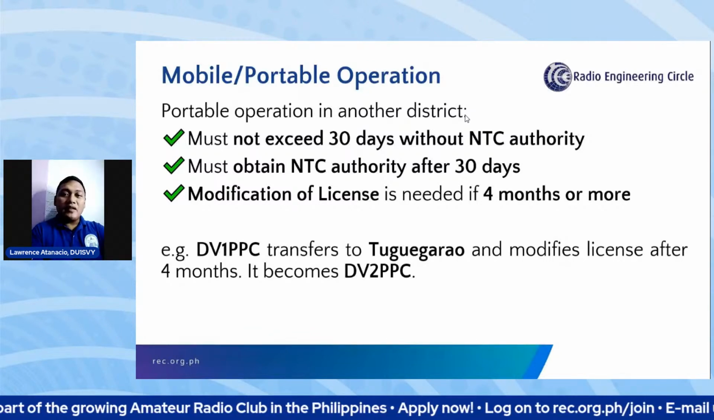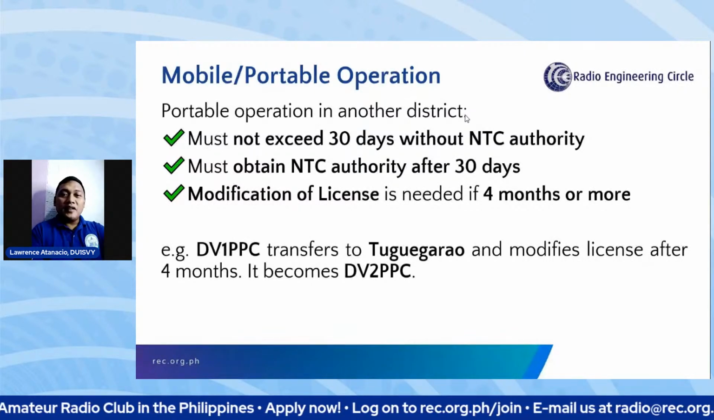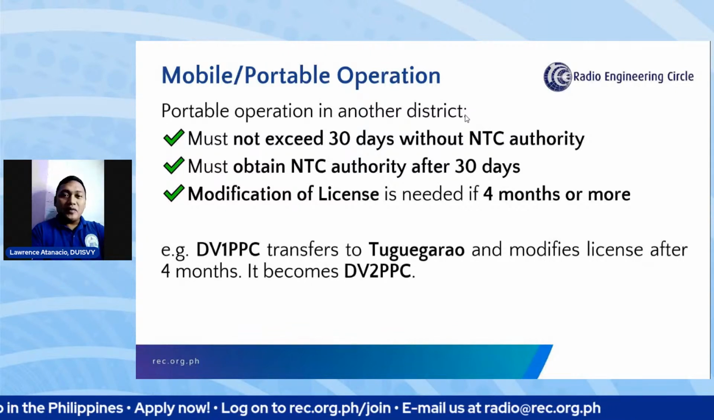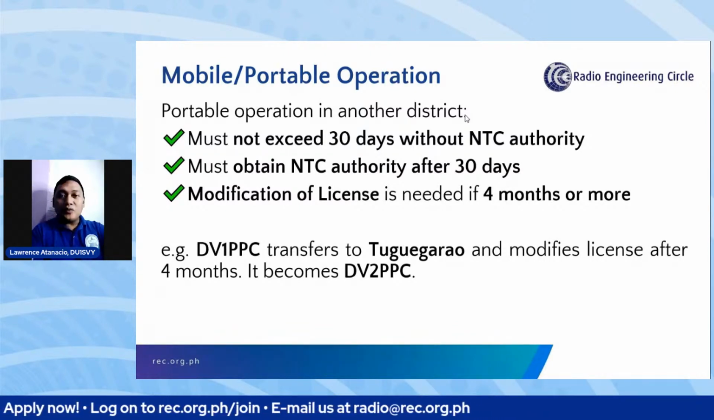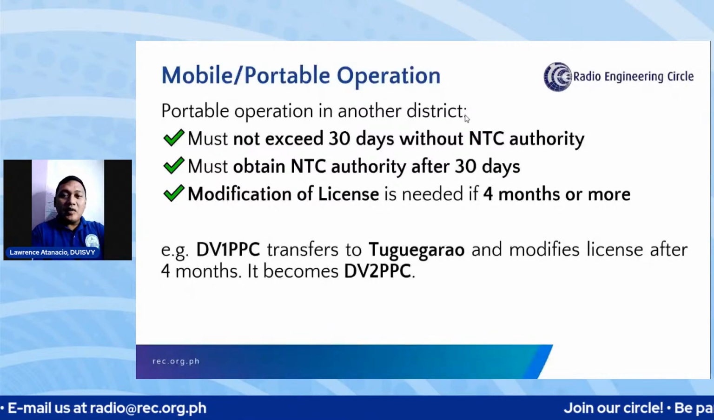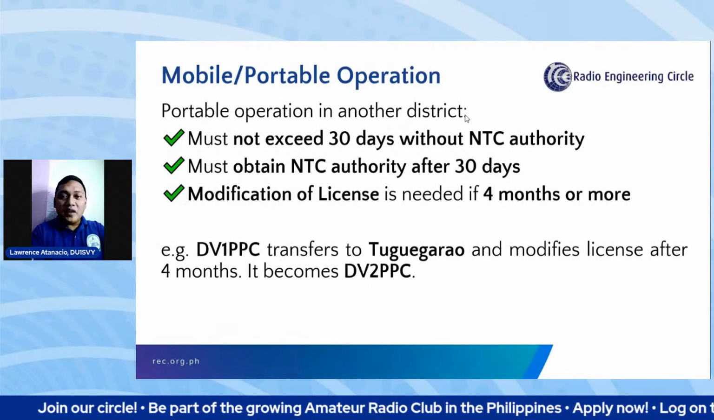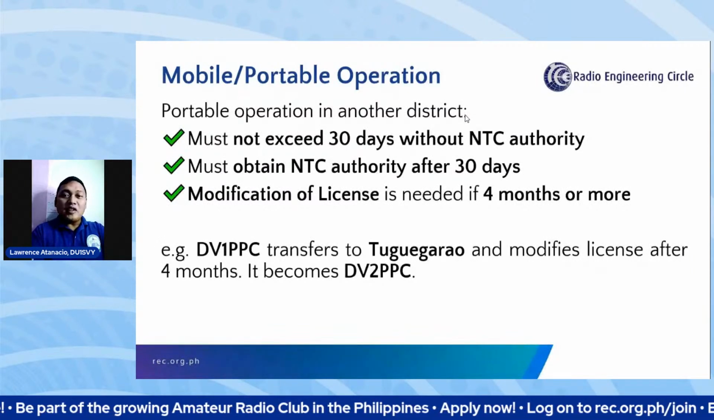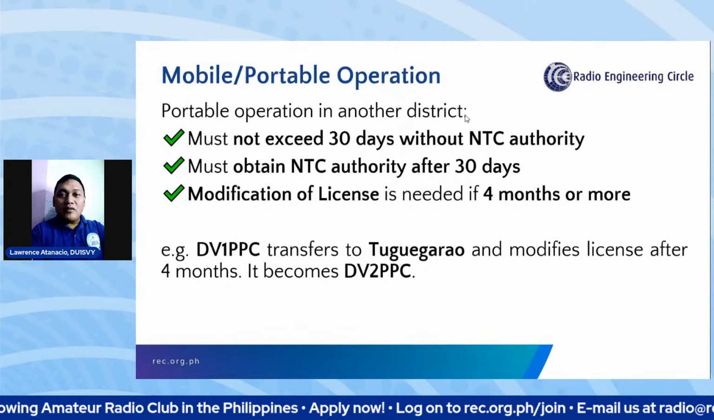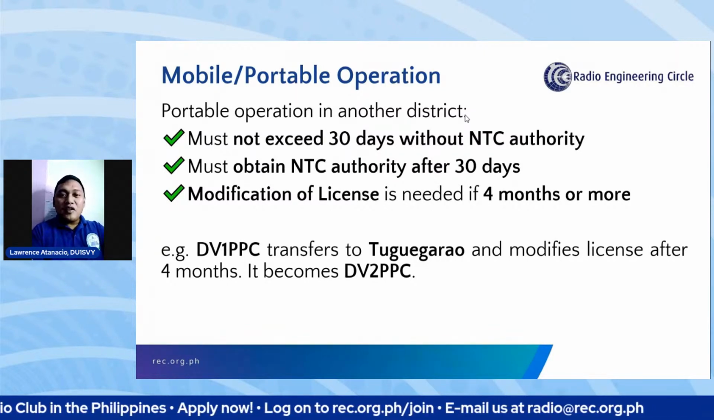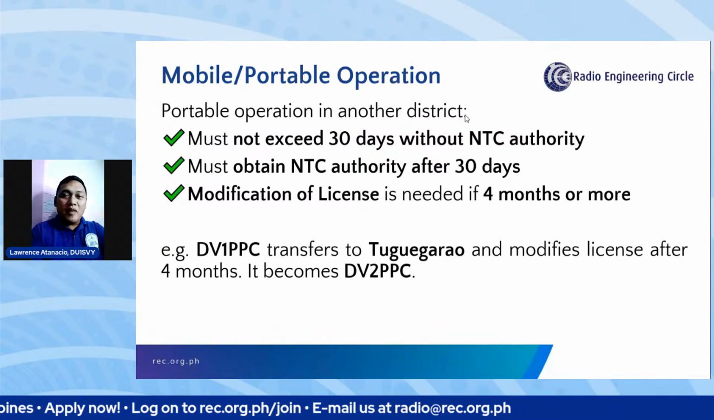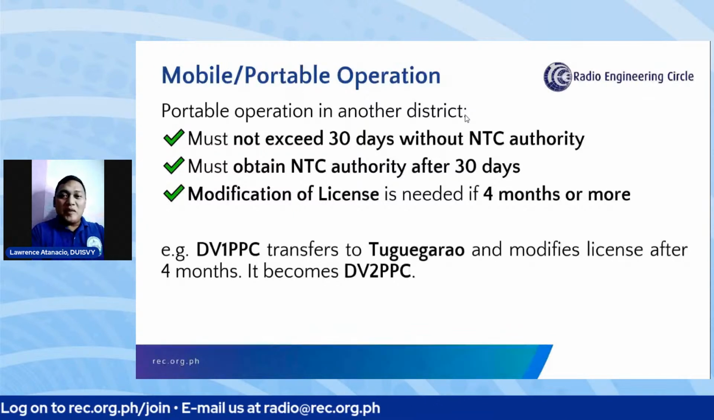So, magpapalit ka na ng district number mo. For example, DB1 PPC transfer to Tuguegarao and modifies license. After 4 months, it becomes DB2 PPC or Papa Papa Charlie. DB2 Papa Papa Charlie. Okay? So, kasi nag-transfer ka na. Kasi lumagpas ka na ng 4 na buwan.